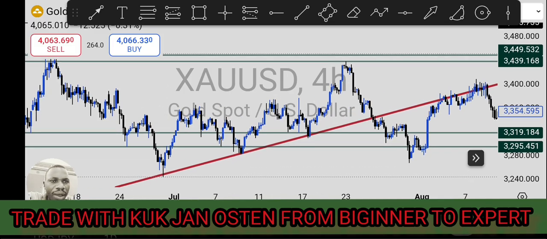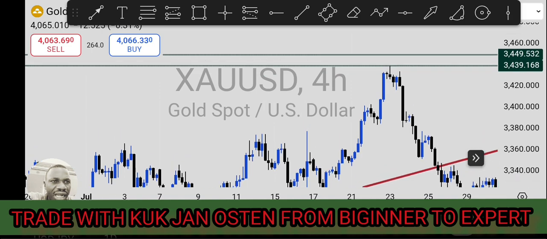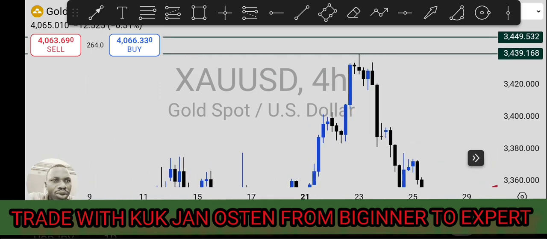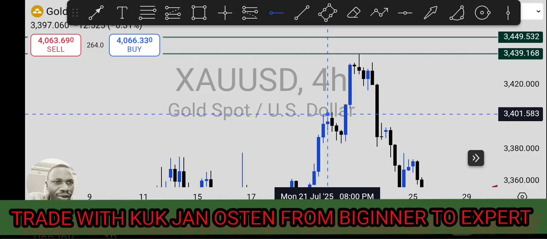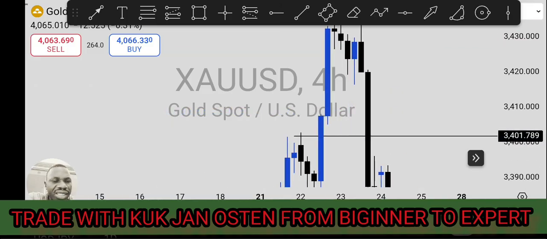Now we are going to look for the valid candle closing above. The candle should break with a body closing above. If we can see clearly, this candle broke with a body closing above, so this is a valid breakout.